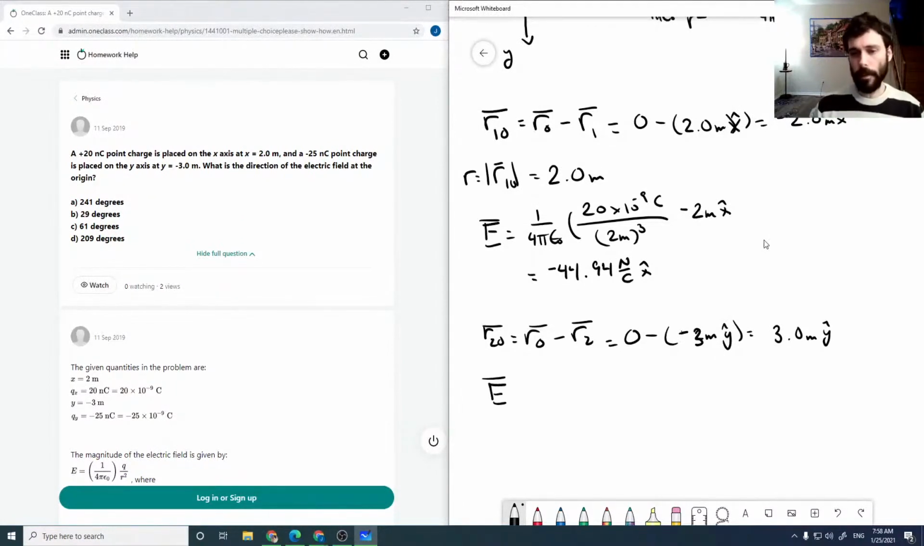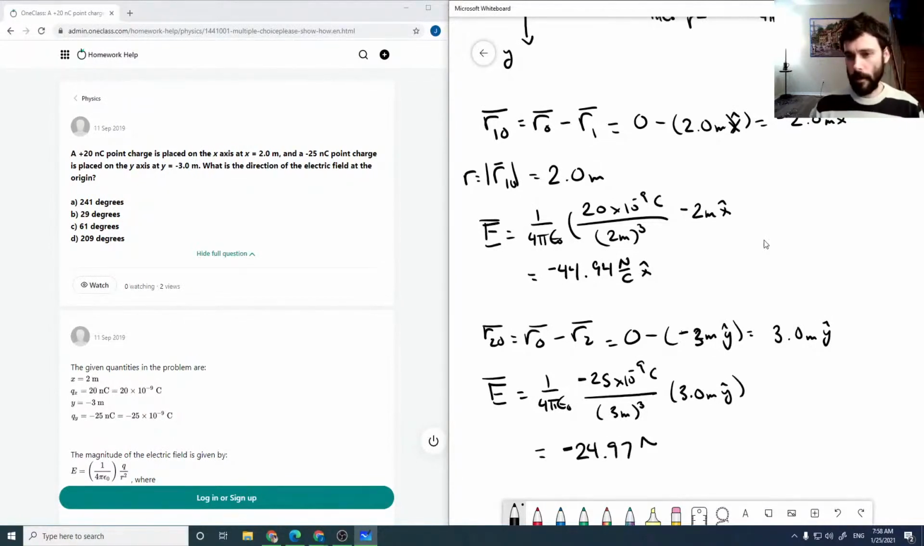So our E field is 1 over 4 pi epsilon naught times our charge, which is minus 25 times 10 to the minus 9 coulombs, over our 3 meters cubed times our 3 meters in the y hat direction. And that comes out to be minus 24.97 newtons per coulomb in the y hat direction.